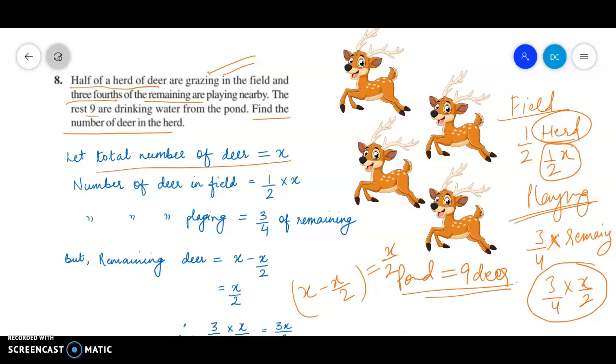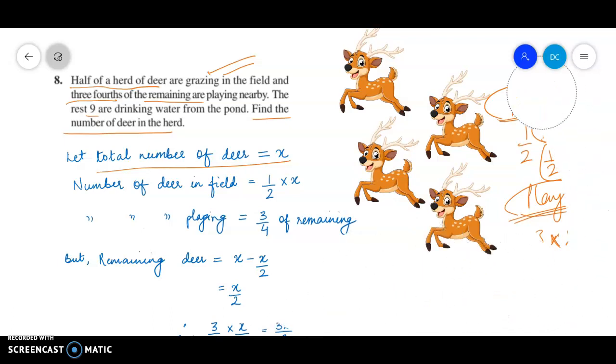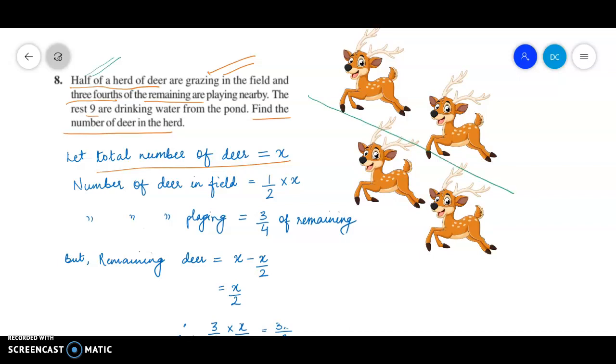Now you can add these and these deer to find the total number, that is, we have taken x. To understand this more clearly, here you can see the picture of deer. Let us say the total number of deer were 4. Okay, I have pasted 4 pictures here, but say you don't know the number of deer. If I go according to this question, then half of the deer, 4's half is 2. So these are in the field grazing, say.